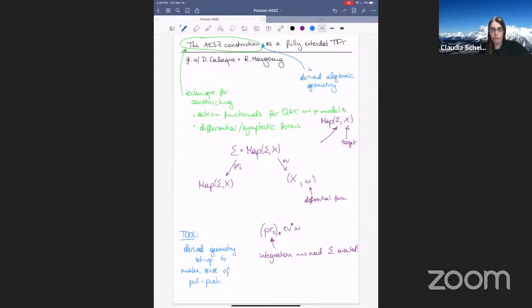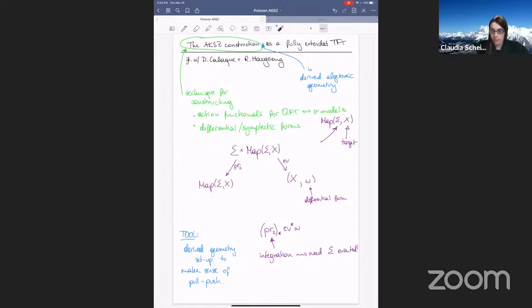And so historically, it's called transgression. Yes, this is called transgression of differential forms, absolutely. And you need a volume element of sigma. Yes, if we're dealing with manifolds, then that's exactly what we need.